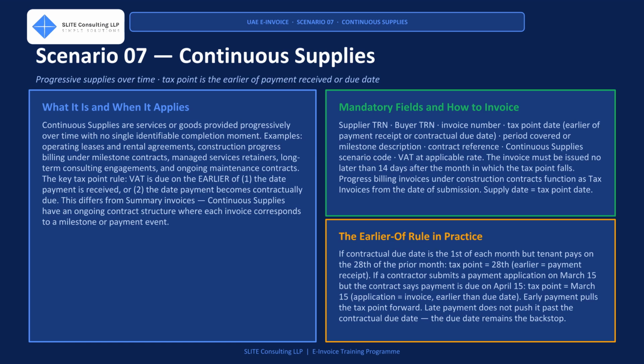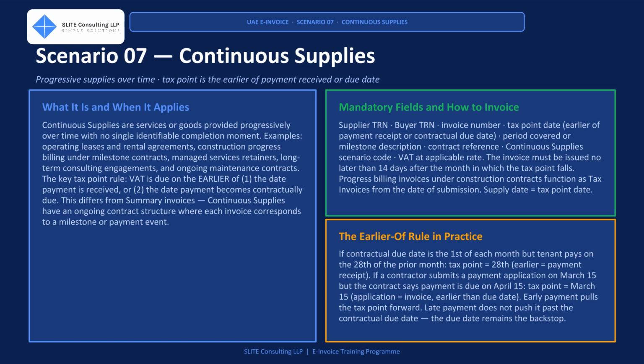VAT is due on the earlier of 1. The date payment is received, or 2. The date payment becomes contractually due. This differs from summary invoices. Continuous supplies have an ongoing contract structure where each invoice corresponds to a milestone or payment event.